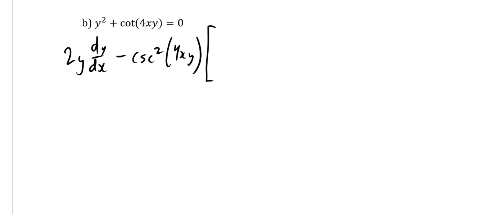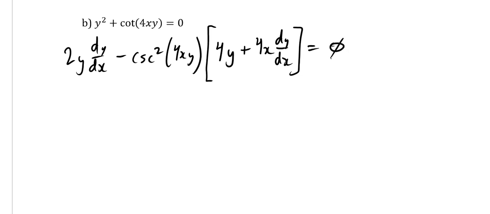And it's 4x times y. Right? P is 4x, Q is y. So the derivative of the first thing is just 4 times the second thing plus the first thing, 4x, times the derivative of the second thing, which is y. So it's just dy by dx. Equals the derivative of 0, which is 0.